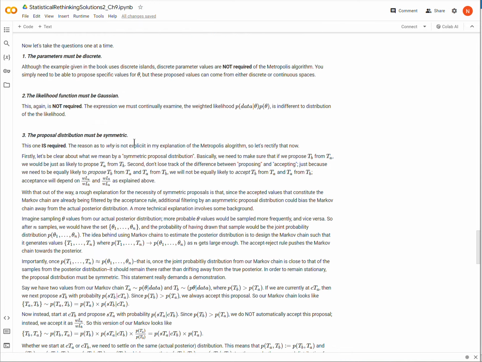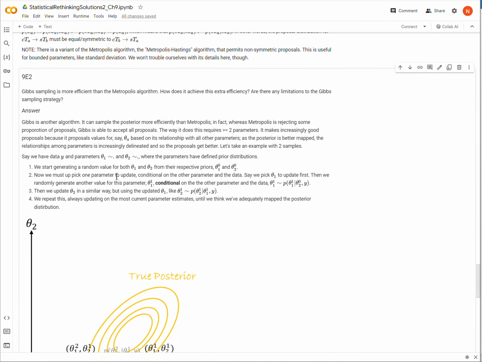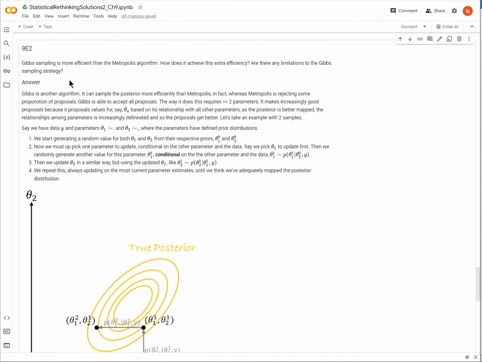Previously we looked at the Metropolis algorithm, and this question is about the Gibbs algorithm. This book is not very big on the details, and that's fine, because a lot of these approaches, such as Metropolis and Gibbs, really are more or less obsolete once you start to use something like Markov chain Monte Carlo. But they're good to know about anyway.